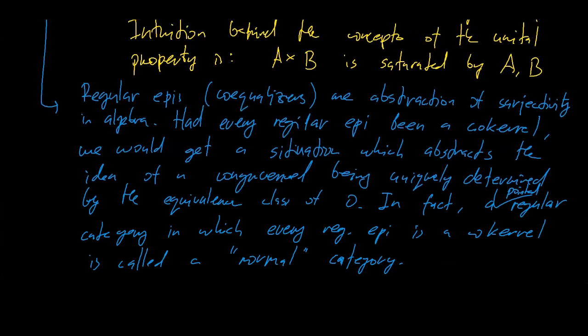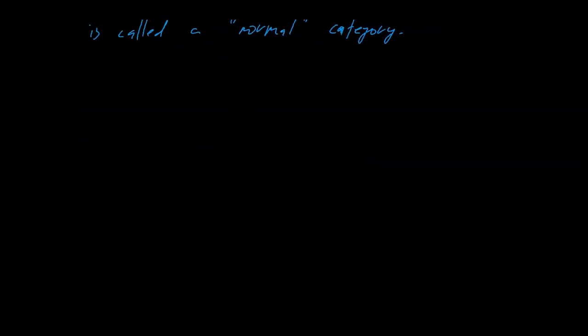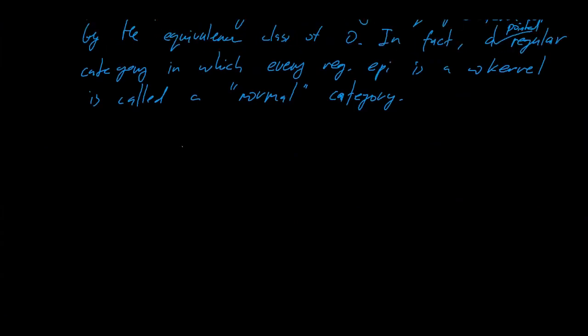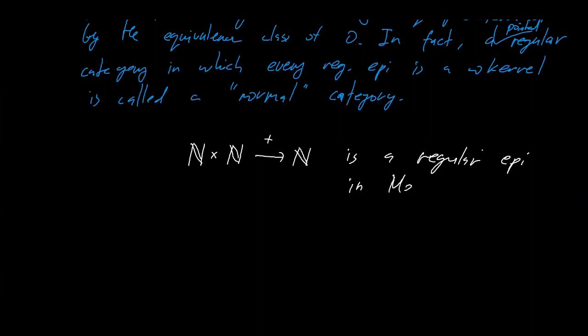In the category of monoids, not every regular epimorphism is a co-kernel. So what are some examples of normal categories? An example of a regular epimorphism that's not a co-kernel is, if I'm not mistaken, addition of a commutative monoid. This is a regular epi in the category of monoids, which is not a co-kernel. How do we say it's not a co-kernel? What is the kernel of this map? Pairs of numbers that add to 0. It's just one such pair.